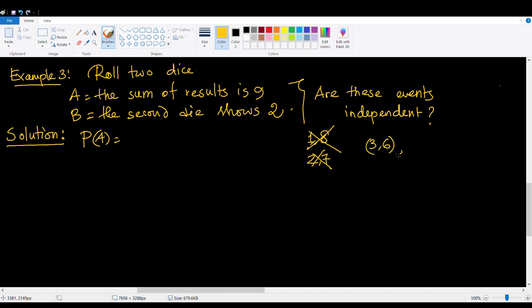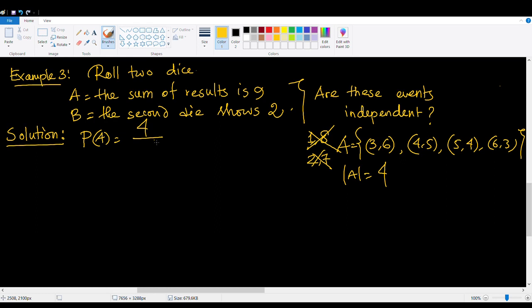So this is acceptable. Similarly, 4, 5, 5, 4 and 6, 3. So these are the only 4 possible pairs of outcomes in event A. Therefore event A's cardinality would be 4. So 4 is the numerator.